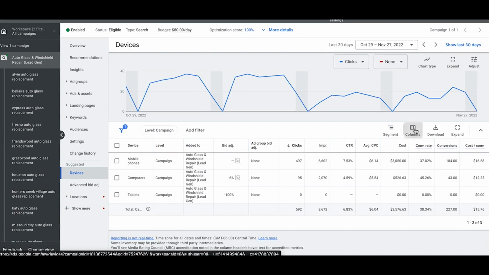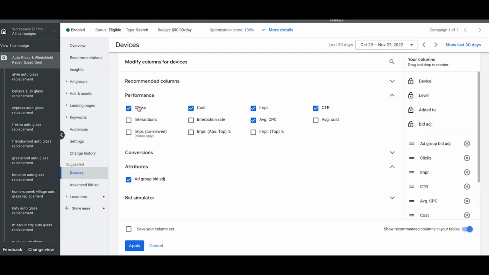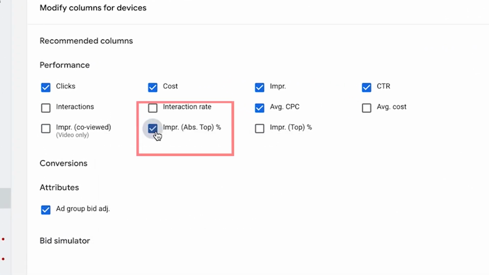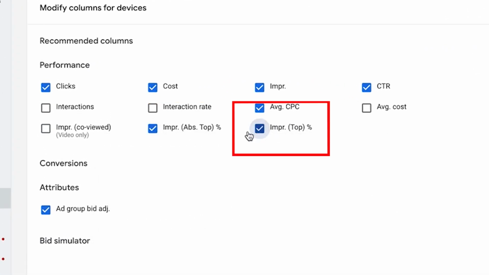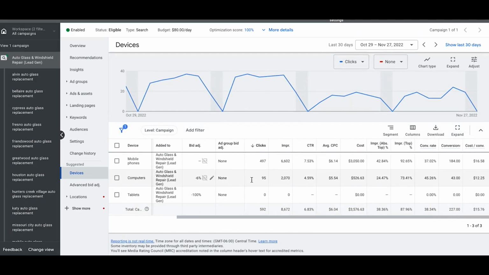And we're going to have to add it. I think it's in our attributes. No, where is it in here? Oh, yeah, that's right. In devices, it's impression share absolute top and impression share top. So we want both of those, and I'll explain both of those in a minute.